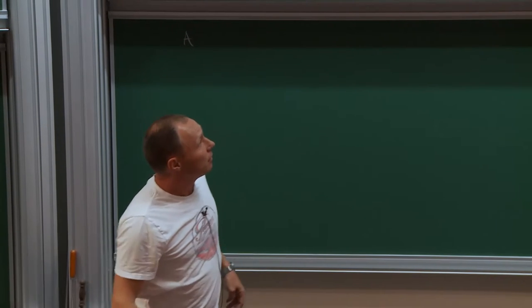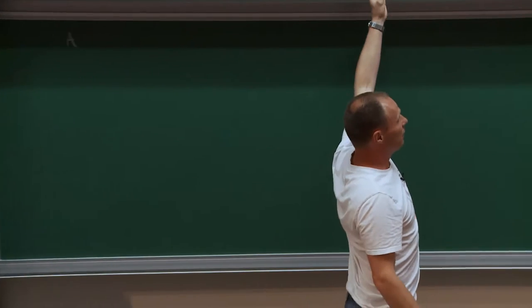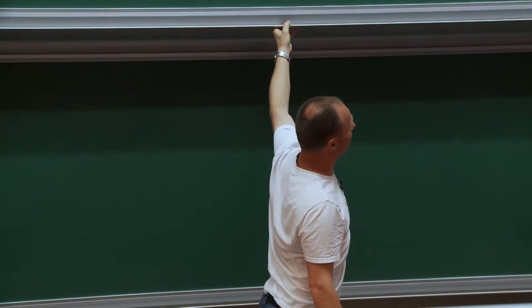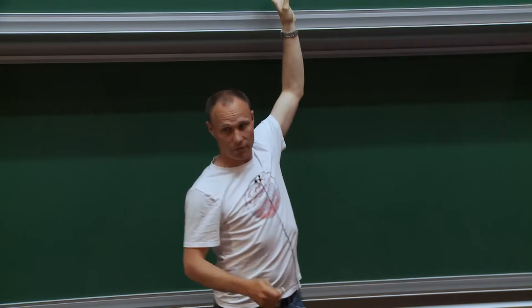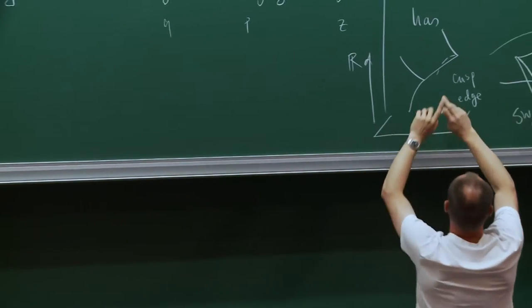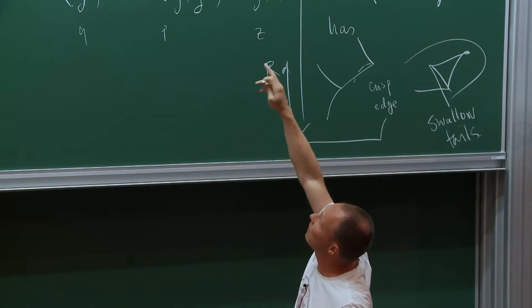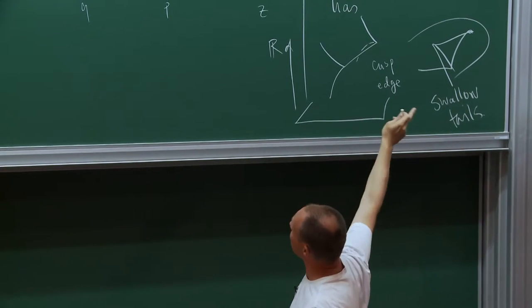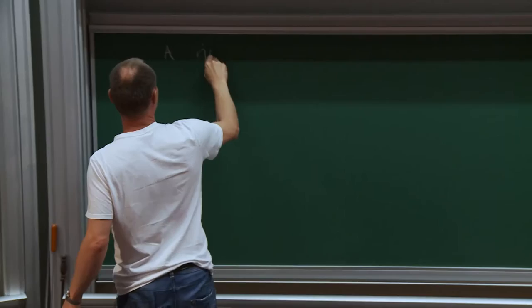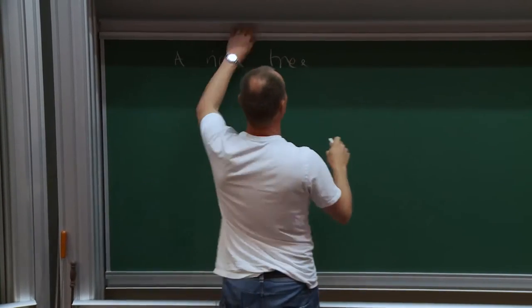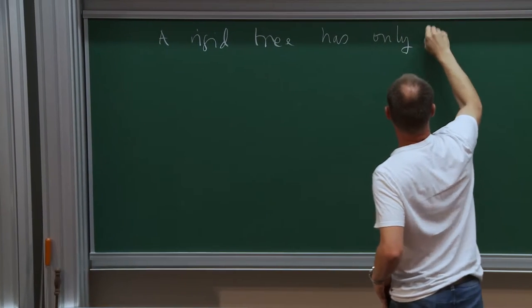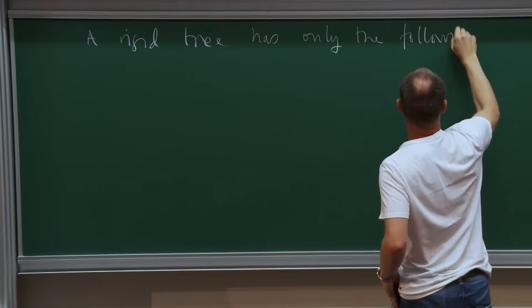Do the vertices of the trees, are they meant to stay away from the projection of the singularities? So that the vertices of the trees lie in the good part? Yeah, I'll tell you exactly where the vertices are now. Indeed, the vertices need not stay away from the bad part, so they can be there. But the tree always begins and ends either at this cusp edge or at critical points. But I'll tell you. So a rigid tree has only the following vertices.